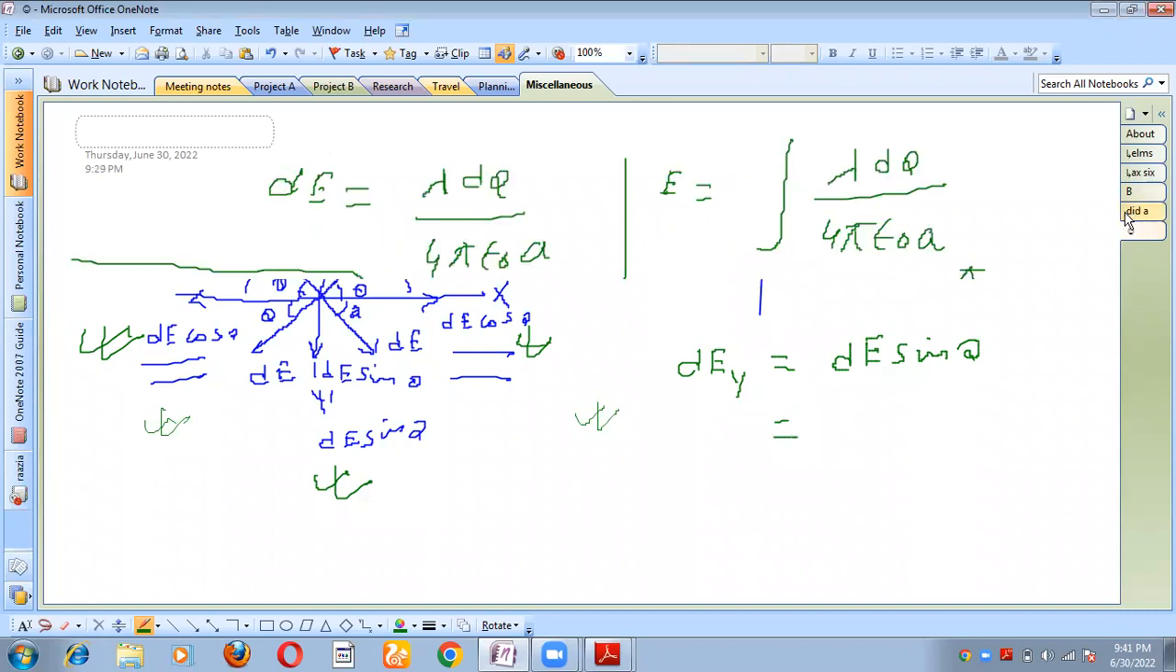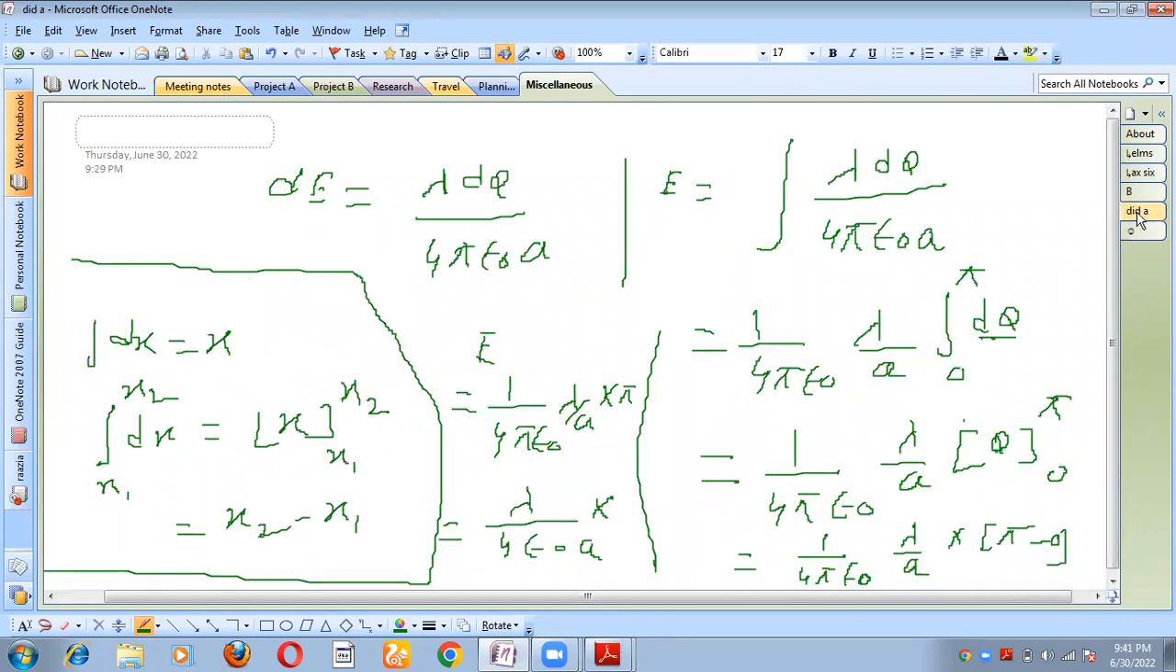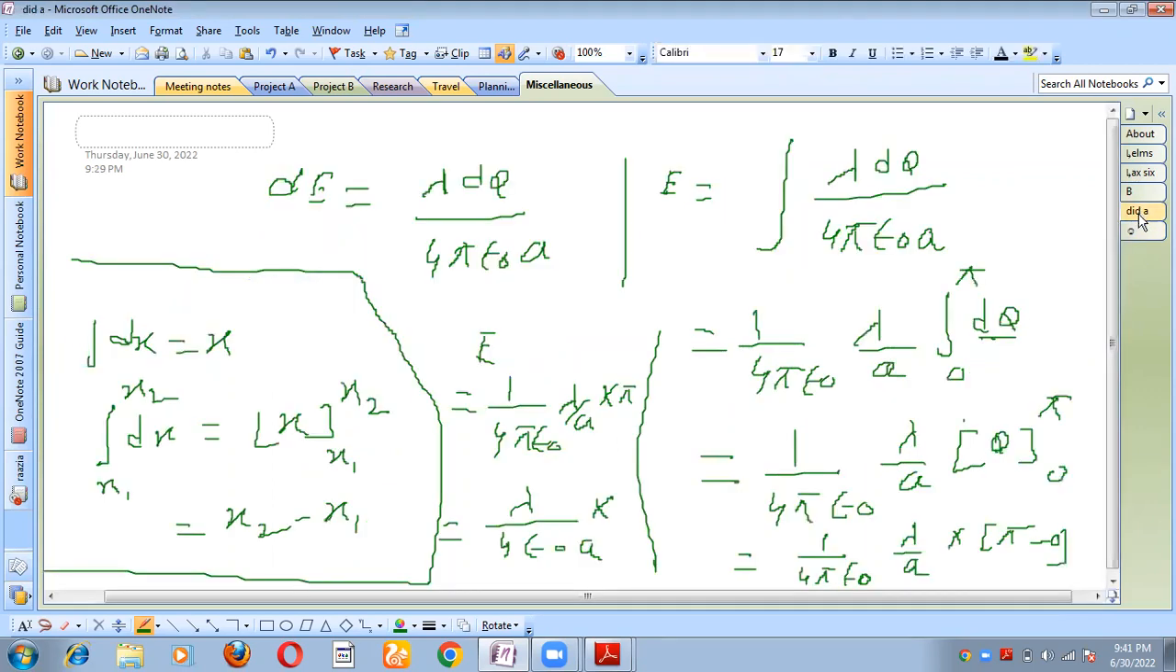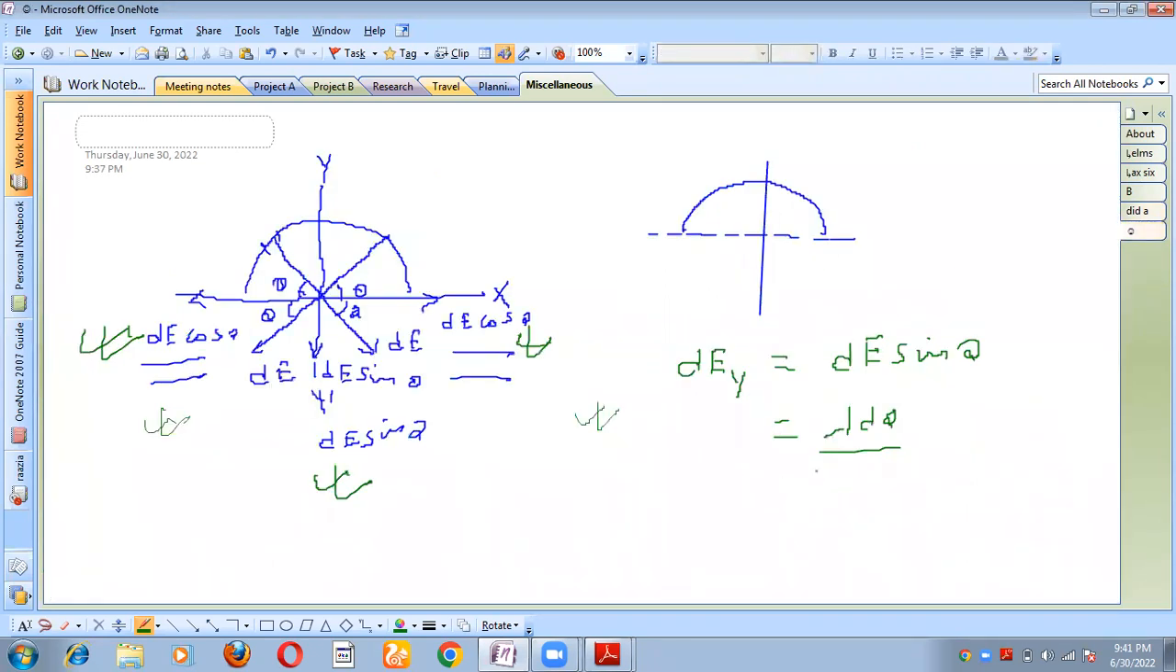Now put the value of dE. What was dE? dE was lambda d theta upon 4 pi epsilon naught, lambda d theta upon 4 pi epsilon naught, and sin theta. Now we have to integrate to find the net electric field.